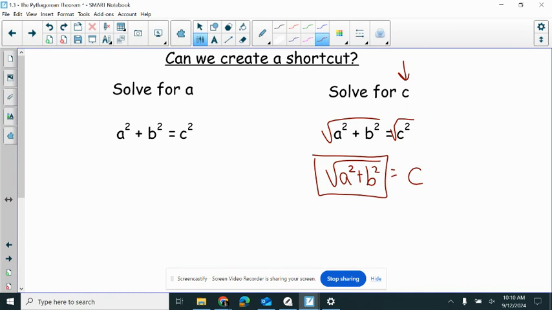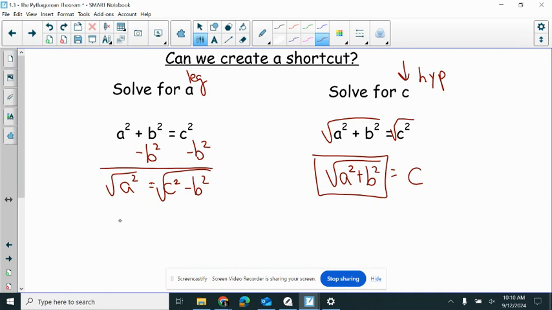That is solving for the hypotenuse. If I want to solve for a leg, so I'm solving for A or B, let's say I want to get A by itself. First I would move the B squared over to the other side. That would leave me with A squared equals C squared minus B squared. Then if I do the square root of both sides, I would be left with A equals the square root of C squared minus B squared. So this would be the shortcut if I want to solve for a leg and do the Pythagorean theorem in one step.